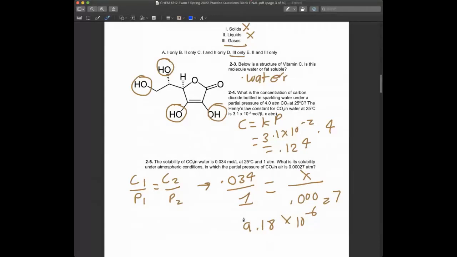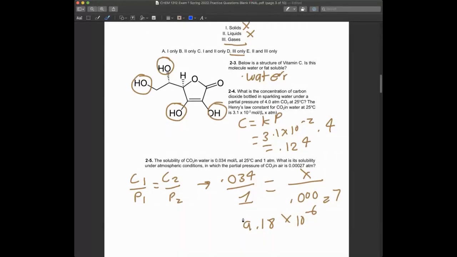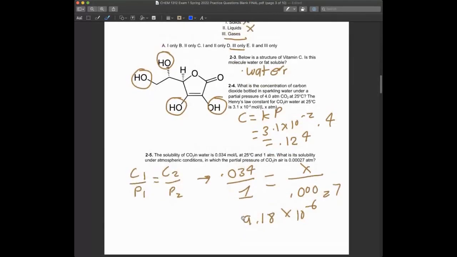Cool. Anyone have any questions on this? I think the key here is to make sure you label and place everything in the correct spot, because you don't want to mess it up and then get the problem wrong.